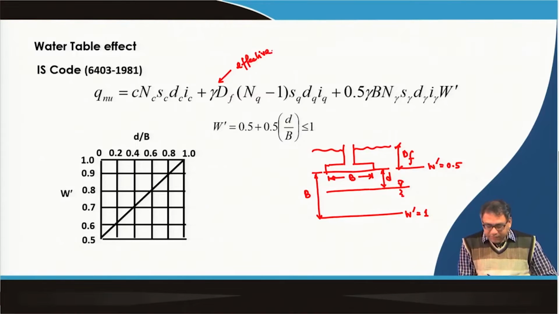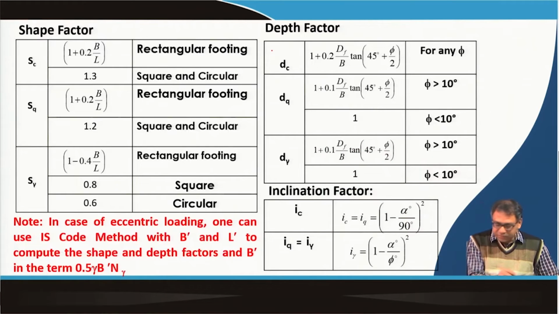And the other factors, shape factor, depth factor, inclination factor, you will get by using these charts. The shape factor you will use for rectangular, square and circular footing, and S q and S gamma also you will get from this table. Depth factor also I will get from this table for any phi.